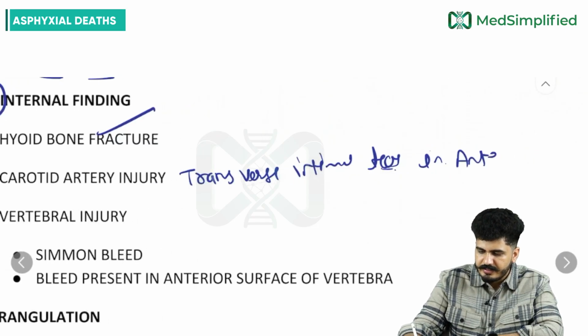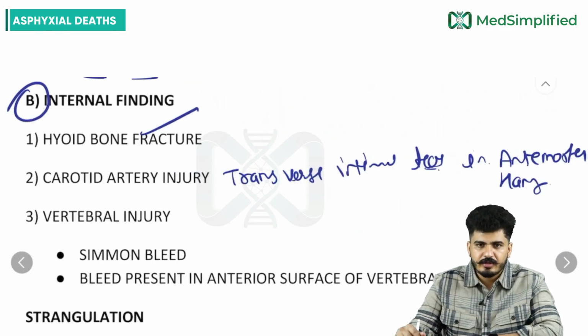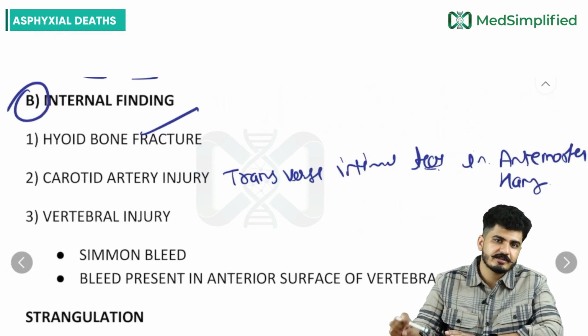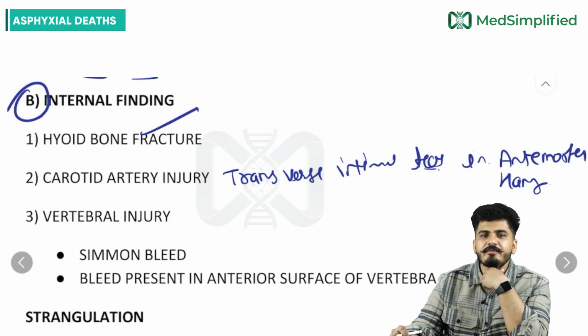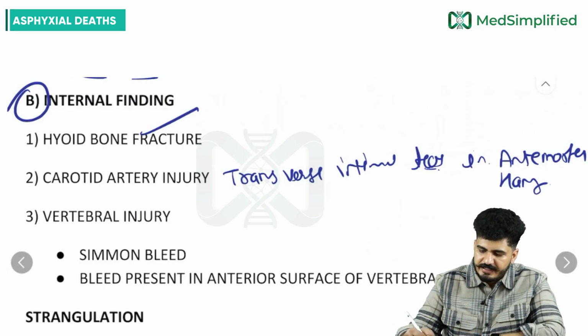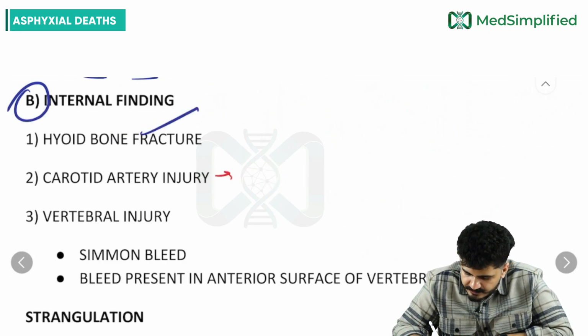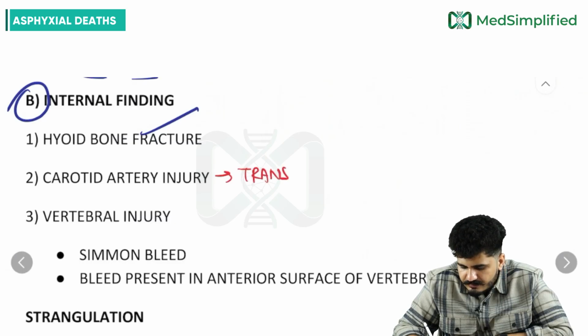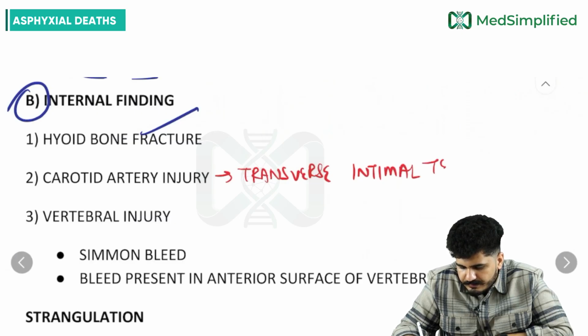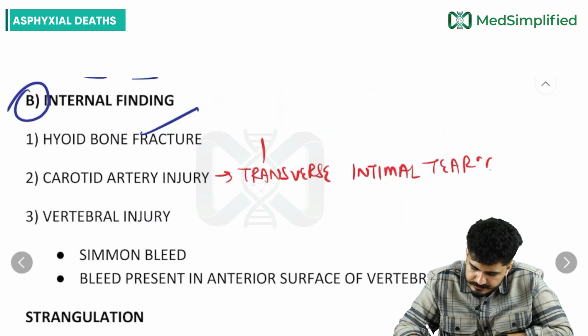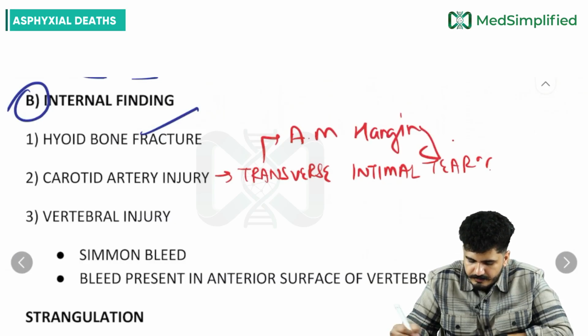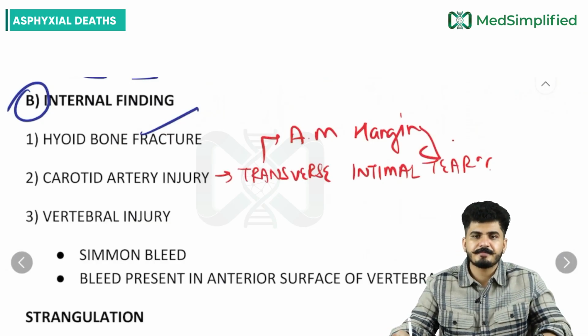This is only seen in the antemortem. If the person was alive, then you are going to see a sign of struggle, and because of the struggle there is a lot of pressure, which will lead to transverse intimal tears. I'll write it properly. Transverse intimal tears, and these are seen in antemortem hanging.